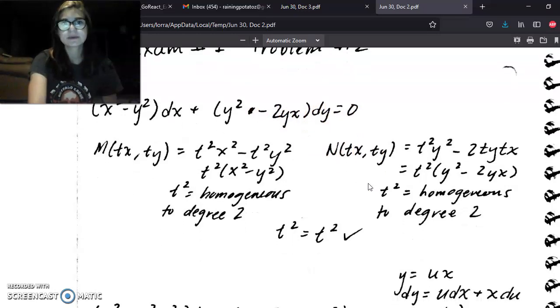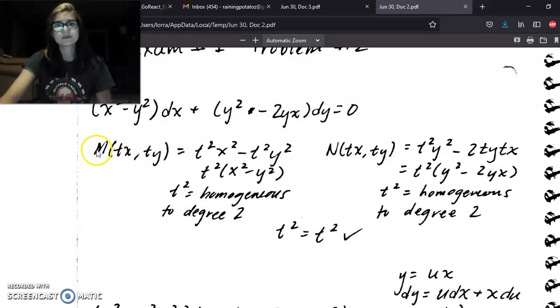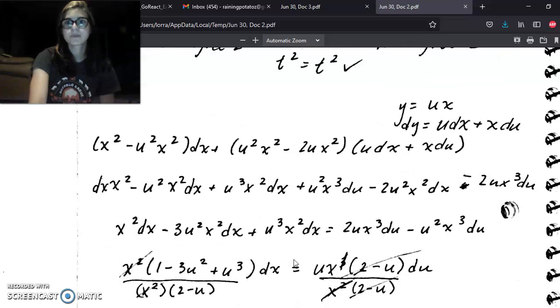So the first task we were given was to prove that it was homogeneous to the degree of 2. In order to do that, we just plug in t's and then simplify. So M of tx, ty was t squared M of x, y, so that means it's homogeneous to the degree of 2, and then N of tx, ty, and then you plug that in. So t squared is homogeneous to the degree of 2, and t squared is equal to t squared, so we can use this substitution.